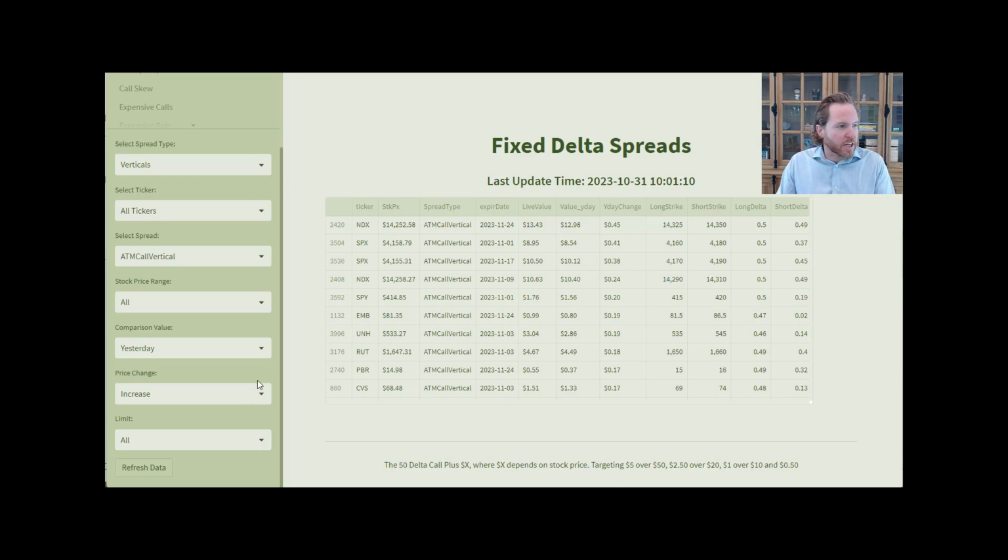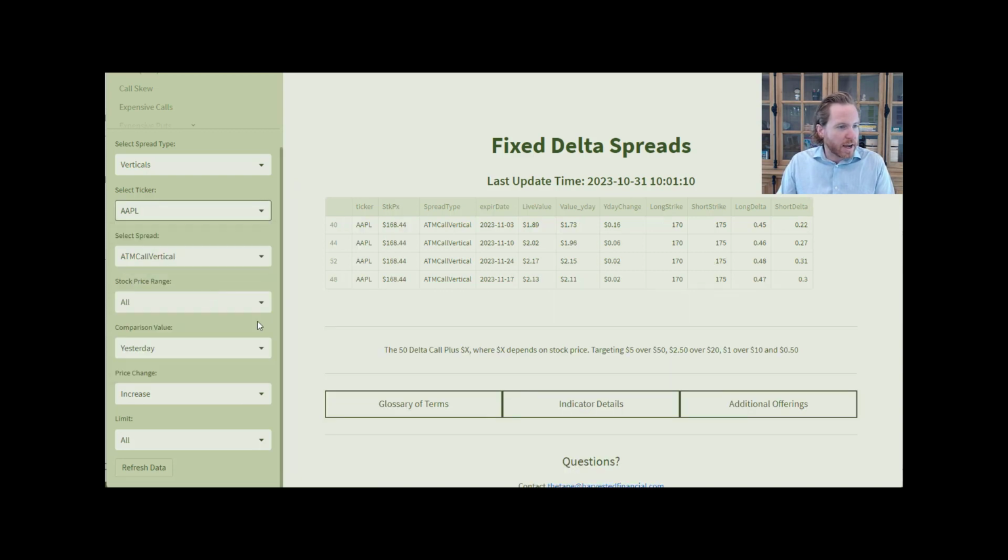So this is looking at all tickers right now. You can also go ahead and filter specifically by ticker, if there's something you want to look at.